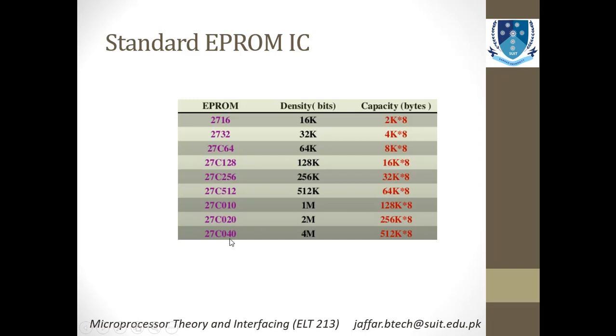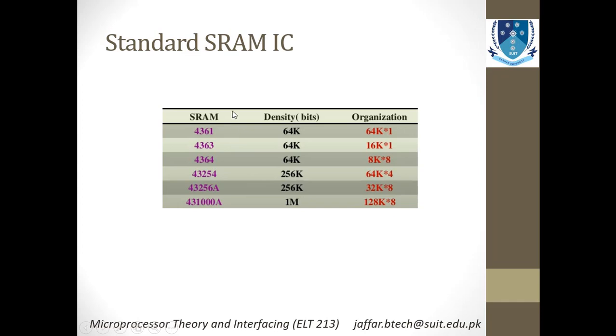And it may be possible that nowadays there is a kind of EPROM which is basically more than this 4 MB, so do not need to worry. This is basically an EEPROM standard IC. This is basically the SRAM standard IC. You can see that this is basically 4361, 4363, 4364, 43254, 43256A, and 431000A. These are basically different standard ICs for the SRAMs, and these are the different densities aligned with it, and the memory organization will be something like this.